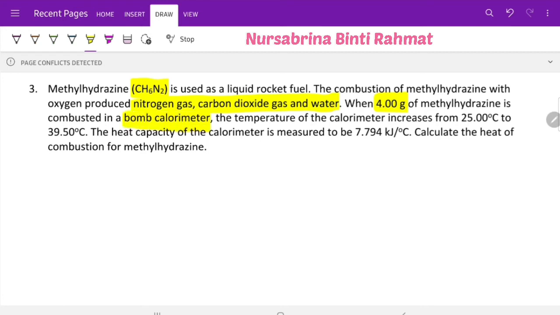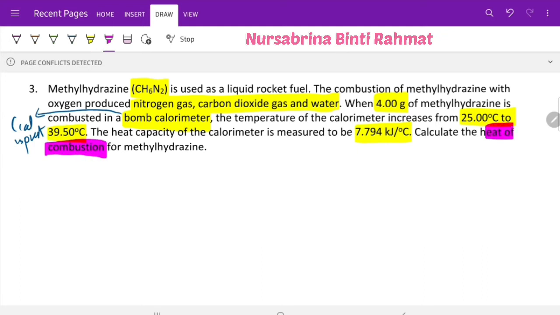Okay, when it says bomb calorimeter, that means C calorimeter is included. So C cal is present. The temperature of the calorimeter increases from 25 degrees Celsius to 39.50 degrees Celsius. The heat capacity of the calorimeter is measured to be 7.794 kilojoule per Celsius. Calculate the heat of combustion. So the question asks you to calculate the heat of combustion.